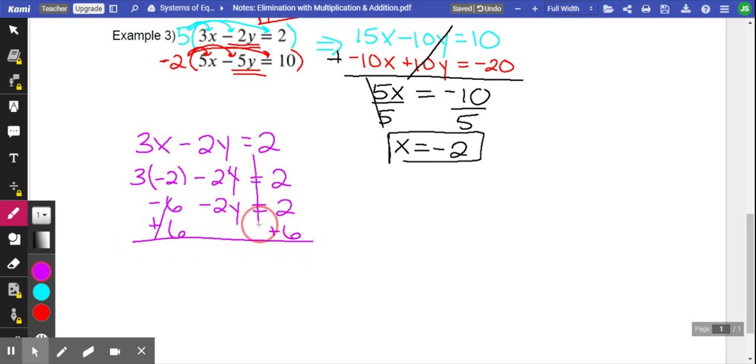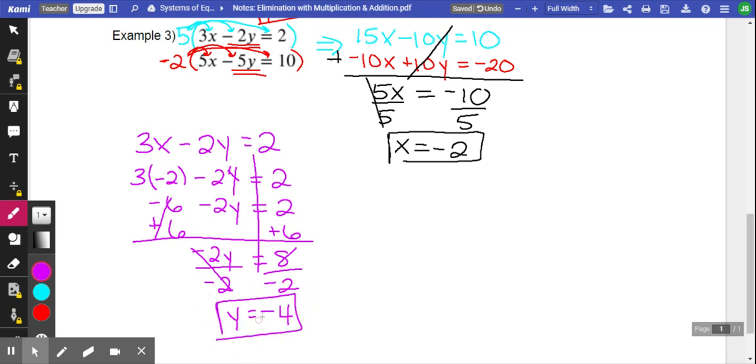If you need to draw lines through your equal sign to keep things straight, that's fine. Bringing down my negative 2y. 2 plus 6 gives me 8. Okay, last move, dividing both sides by negative 2 to undo our multiplication. 8 divided by negative 2 is negative 4. So now I've got my x, I've got my y, I'm all ready to write my solution. Okay, so x always first, negative 2, comma, negative 4.